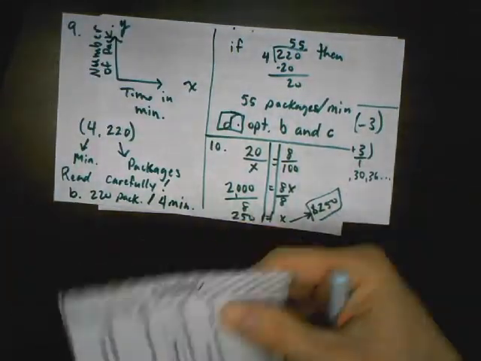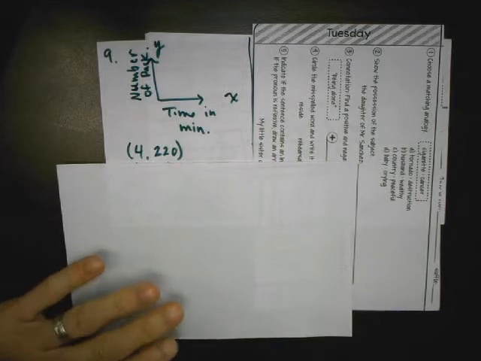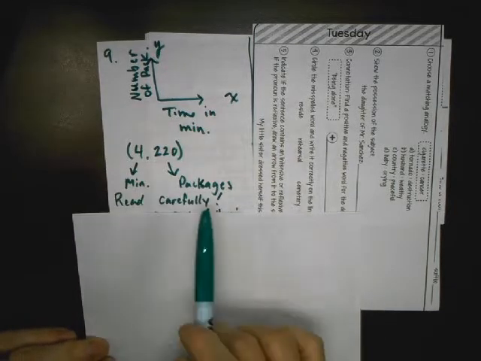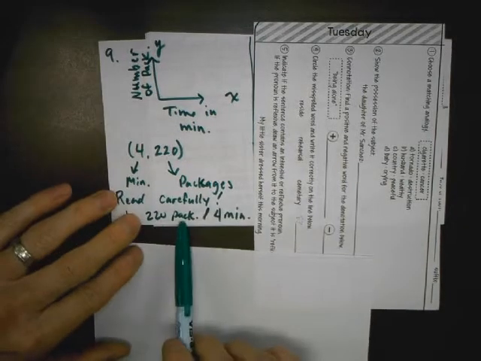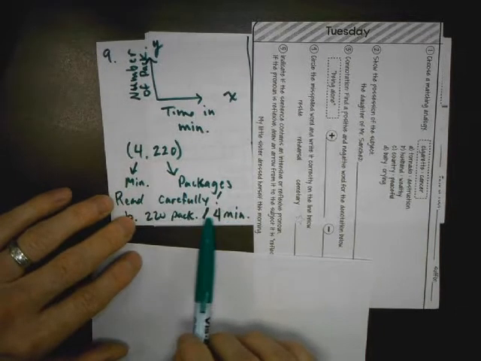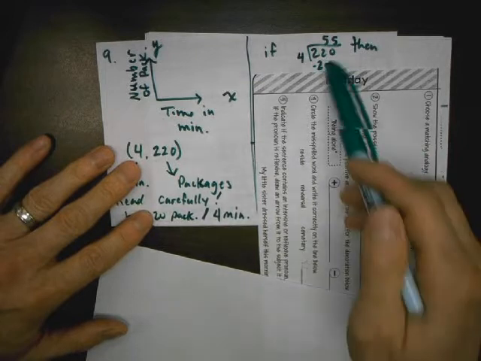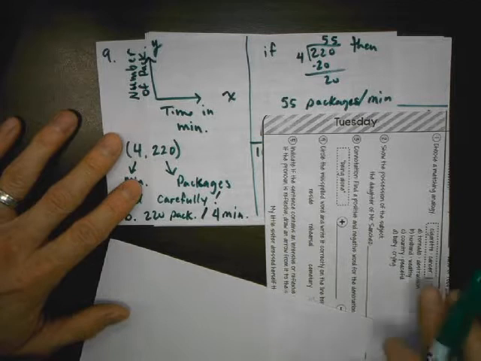All right, so number 9. It says we have a proportional graph, and on the y-axis you have number of packages, and the x-axis is time in minutes. Then they give us a set of coordinates, 4 to 20, and they ask, what does it mean? Well, if x is minutes and y is number of packages, then that has to mean 20 packages every 4 minutes, or per 4 minutes. But you have to be careful, because if you look at the other answer, if you get the unit rate, if you divide 220 by 4, that's 55 packages per minute.